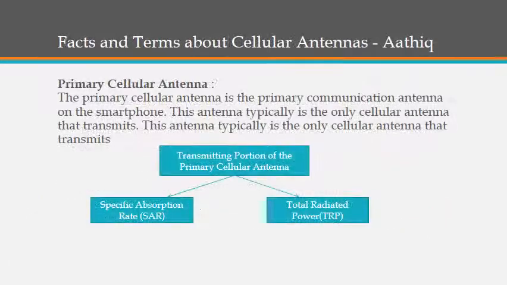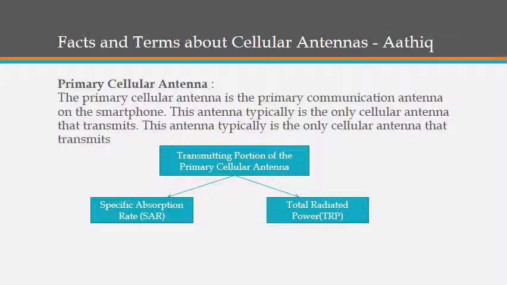About facts and terms about cellular antennas. To begin with, the largest component in a wireless gadget is the antenna. Many times, its footprint limits the size of mobile devices. So if you shrink the size of the antenna, we can shrink the mobile device. There are multiple antennas on each phone. Primary cellular antenna is the first one. This antenna is the primary communication antenna on the smartphone. This antenna typically is the only cellular antenna that transmits.